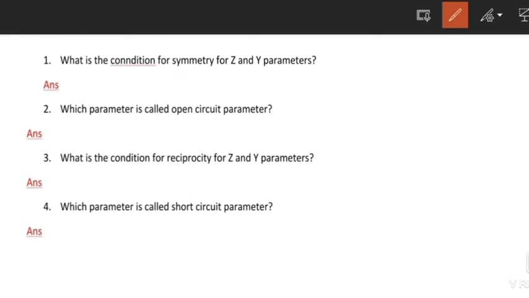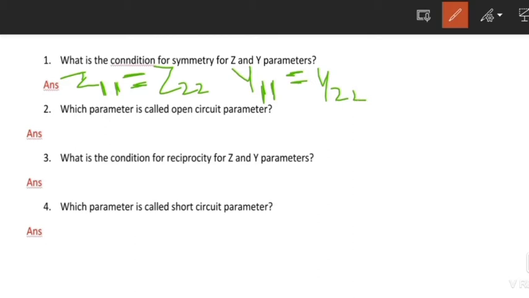We have here question number 1, which is what is the condition for symmetry for z and y parameters. The condition for symmetry for z parameter is z11 equal to z22, and for y parameters it is y11 equal to y22. Next question, which parameter is called open circuit parameter? So the parameter which is called open circuit is z parameter.